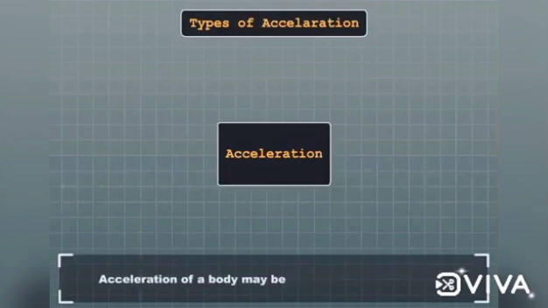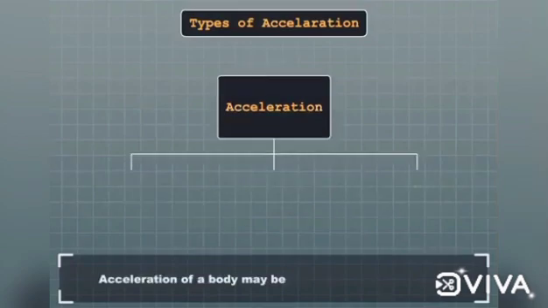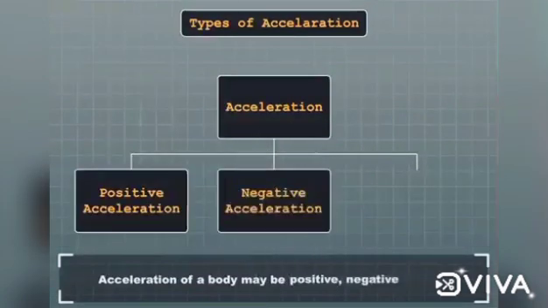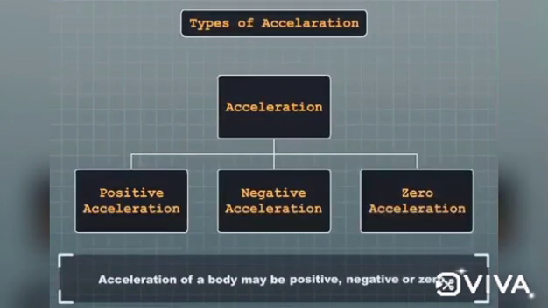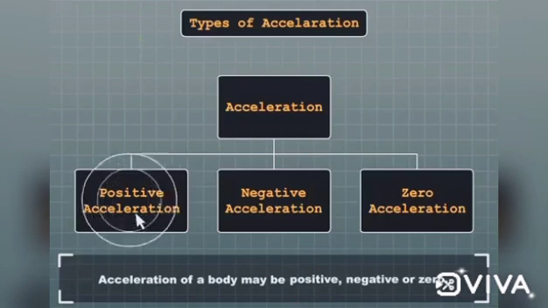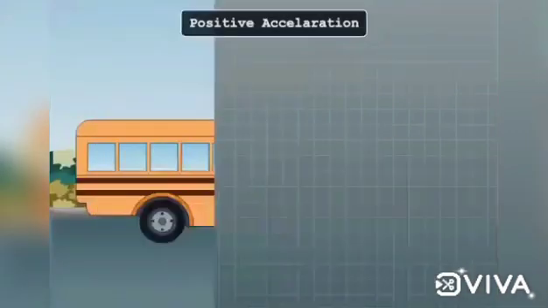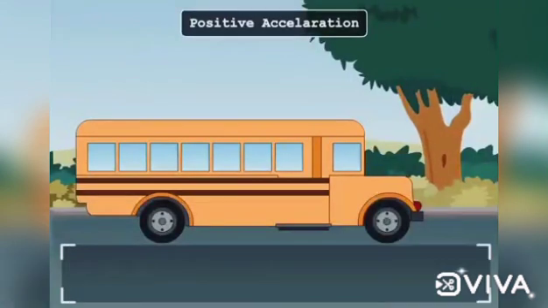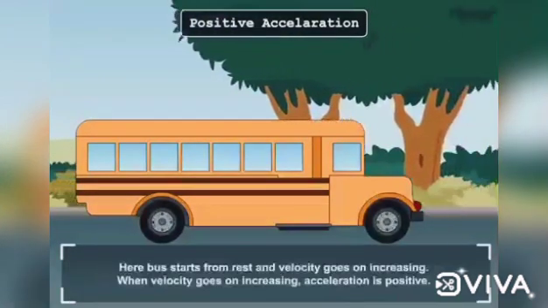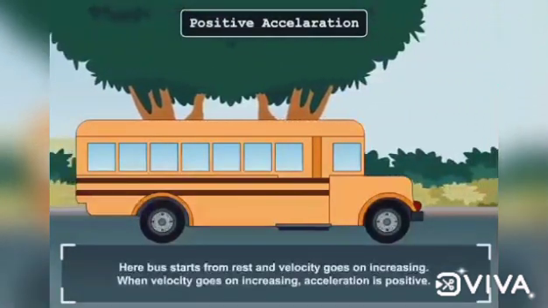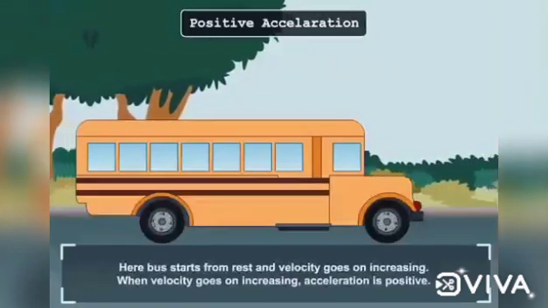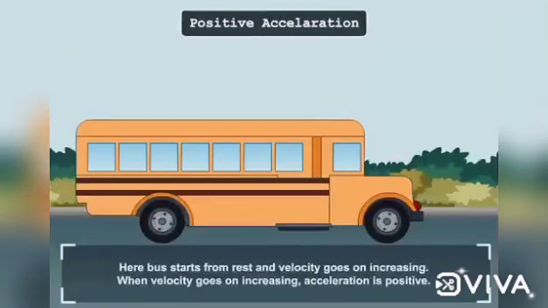First of all, there are three types of acceleration: positive acceleration, negative acceleration and zero acceleration. First we are going to learn about positive acceleration. So let's get started. In positive acceleration, here a bus starts moving from rest and velocity goes on increasing. When velocity goes on increasing, acceleration is positive.